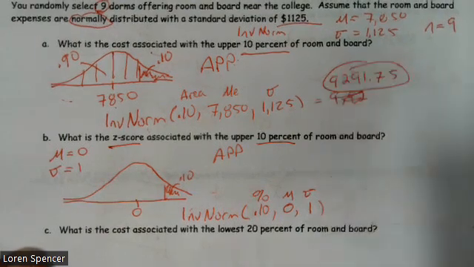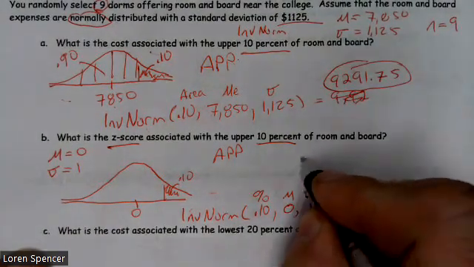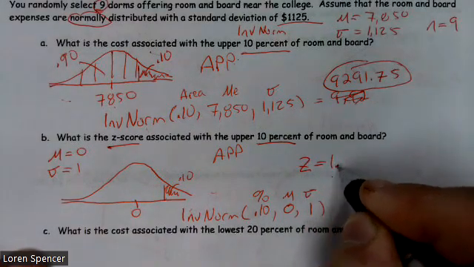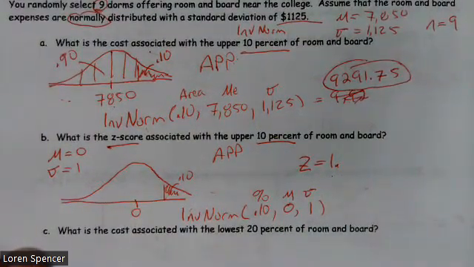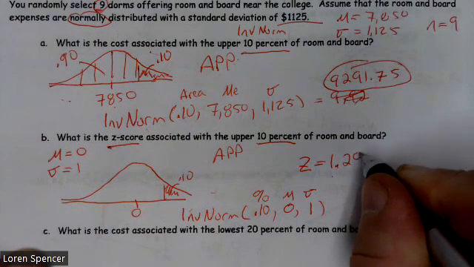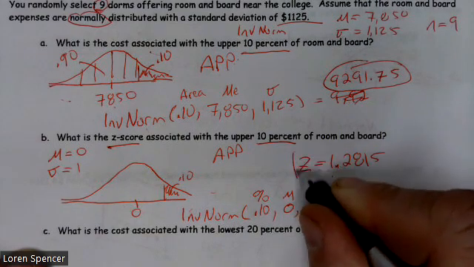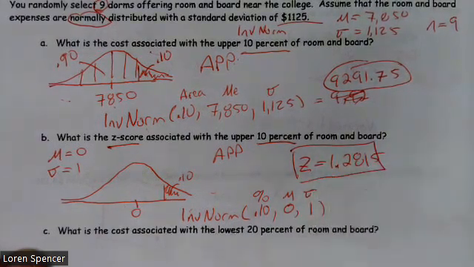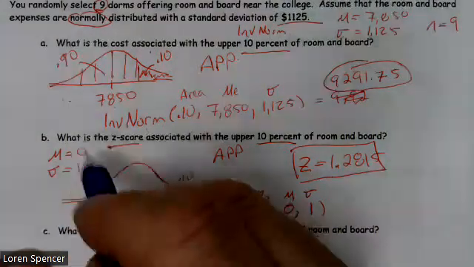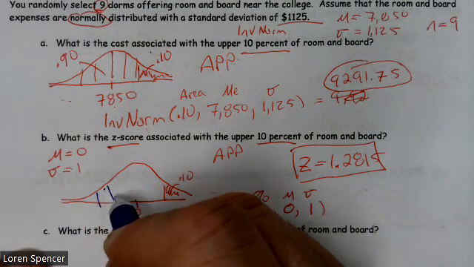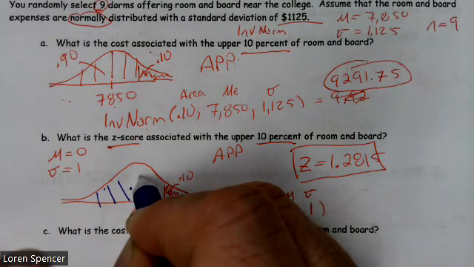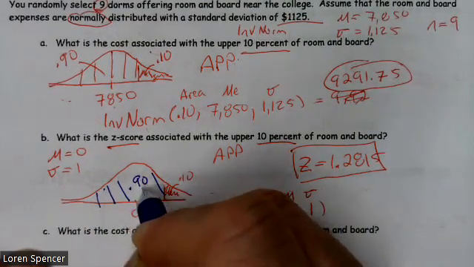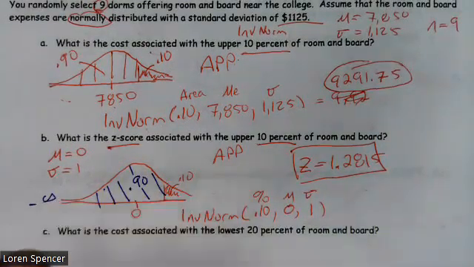And we get a z-score equal to 1.2815. And we need to take this out 4 decimal places for a z-score. Now, once again, not all calculators have the left right. If they don't, then they're going to be working from the left. And this area right here is 0.90. And it'll have to work from the left.